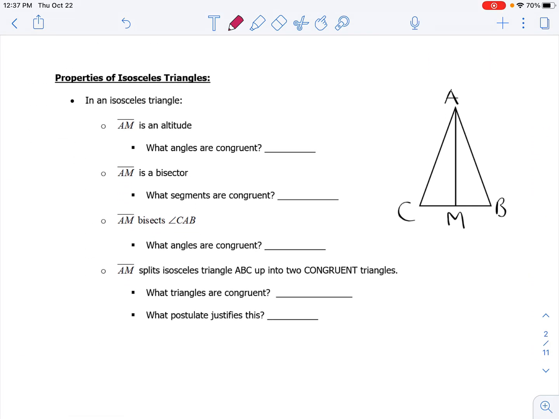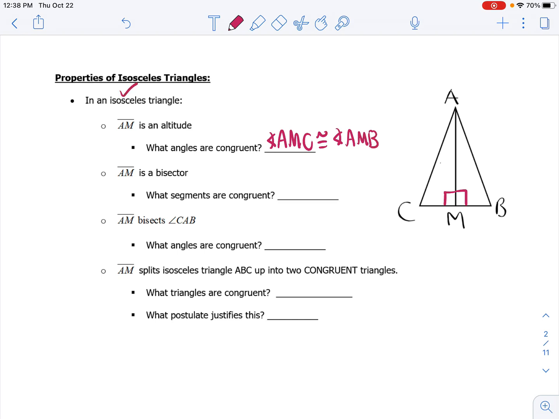Again, reminder of properties of isosceles triangles. So in an isosceles triangle, this segment AM is an altitude. So if we know that it's an altitude, we know it creates two right angles. So the angles that are congruent are AMC. It's congruent to angle AMB.